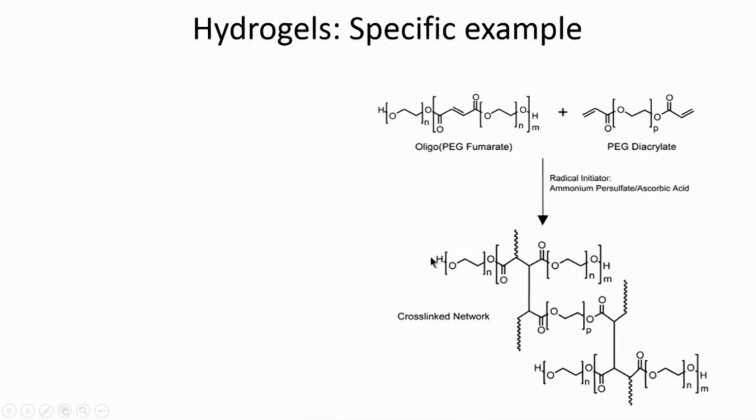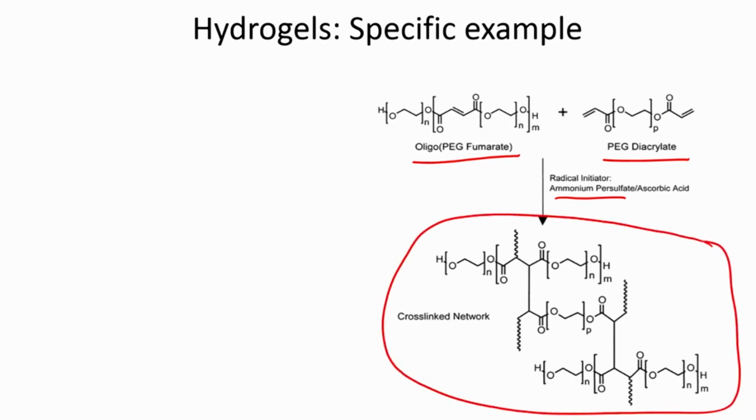So, here is a specific example. This example looks at polymerization of two different types of PEG: an oligo PEG fumarate and a PEG diacrylate. It is again a radical reaction, and you use some sort of initiator, in this case ammonium persulfate. These radicals will start to react with the PEG fumarate, essentially leading to a crosslinked network, which is defined here.